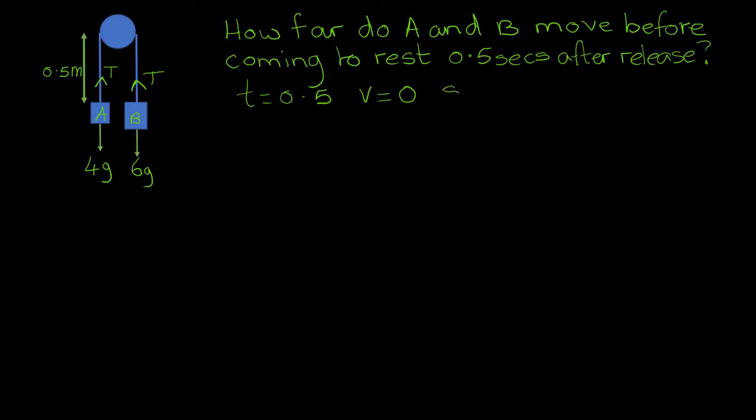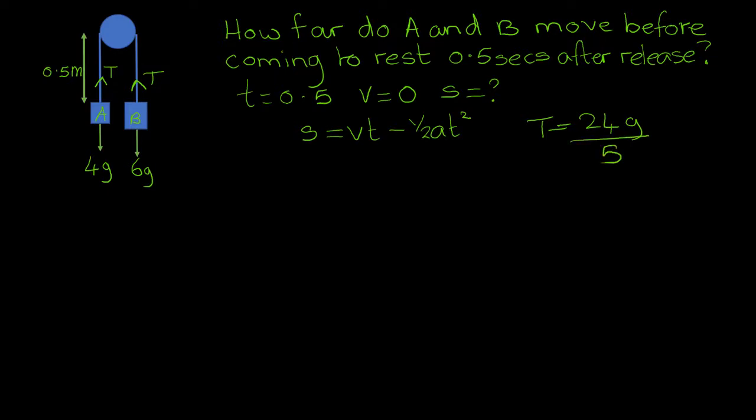We want to find S. So we're going to use S equals VT minus a half AT squared, which means we need to find that acceleration. Now we had those simultaneous equations before, and that was linked to acceleration, and we worked out what T was. So T worked out to be 24G over 5.